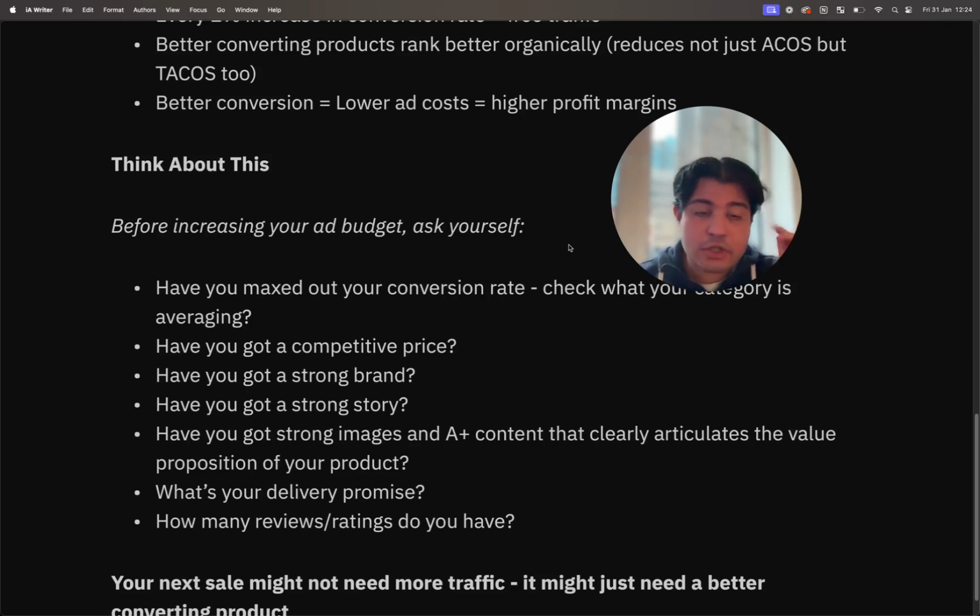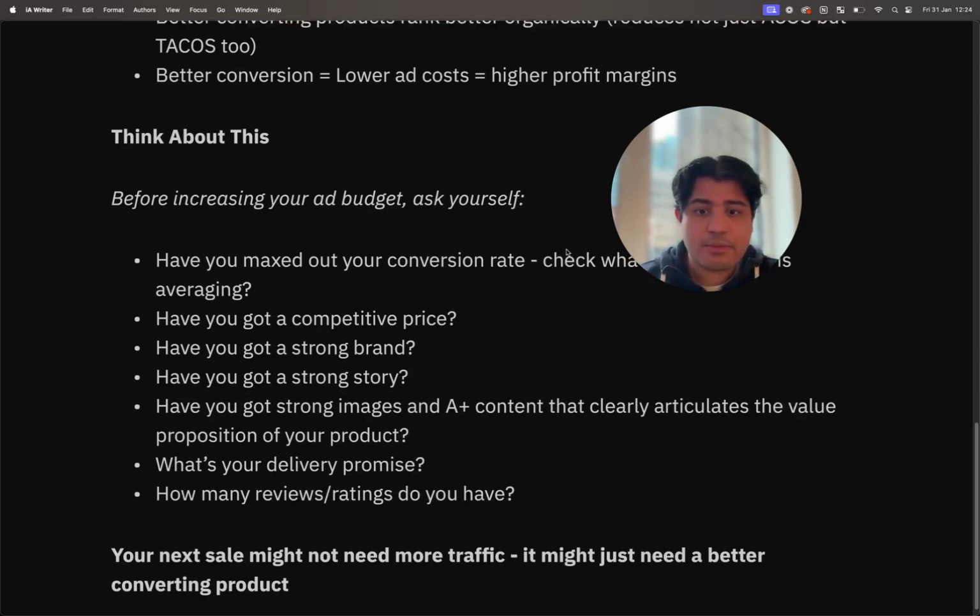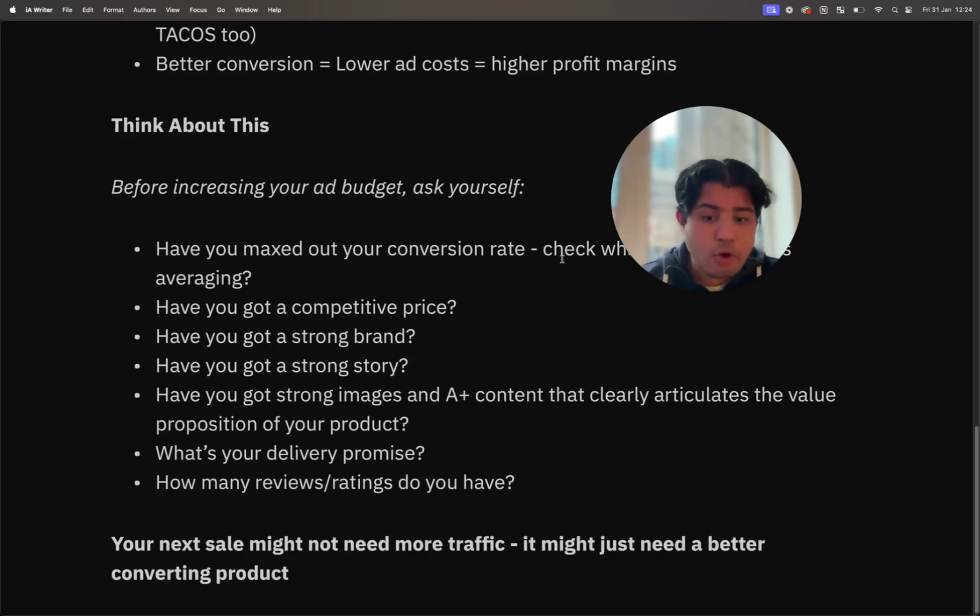So just make sure you tick off all the boxes in terms of conversion rate before you start doing more ads. That's essentially the best way to stay profitable. Your next sale might not need more traffic, it might just need a better converting product. So definitely have a think about all the points on here before actually upping your ad spend on Amazon.